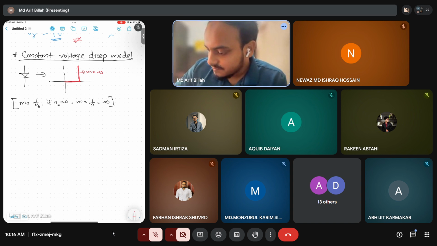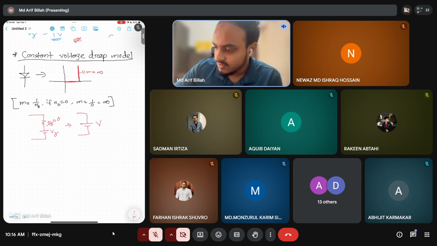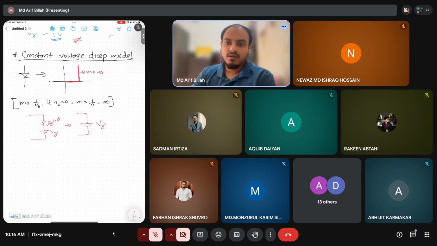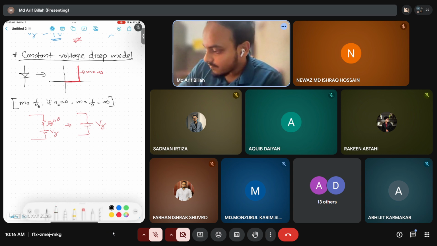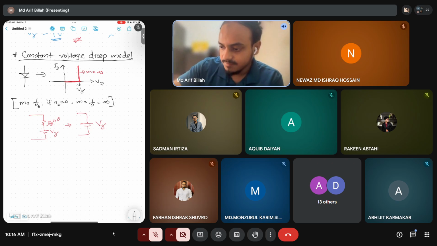That means আমরা যদি প্লট করি ডায়োডের ইকুইভ্যালেন্ট সার্কিট, ছিল RD আর V gamma. If RD is 0, then what are we left with? We are just left with the voltage, the V gamma, the forward voltage. তাহলে এই পয়েন্টটা হচ্ছে, this point is V gamma. এটা হচ্ছে VD, ID.